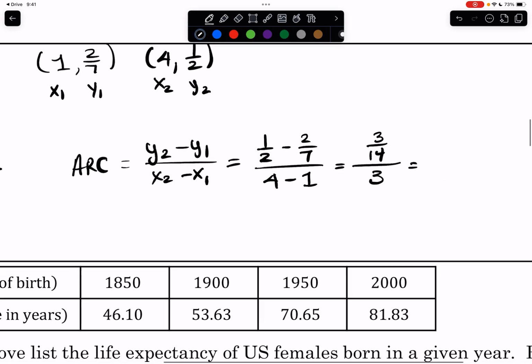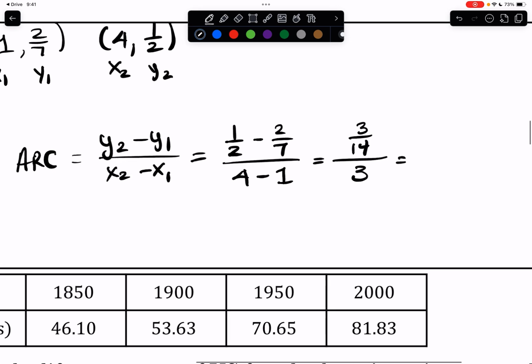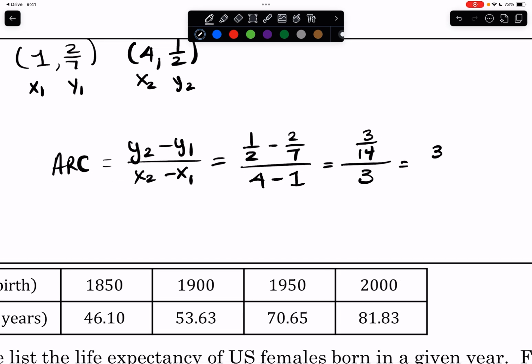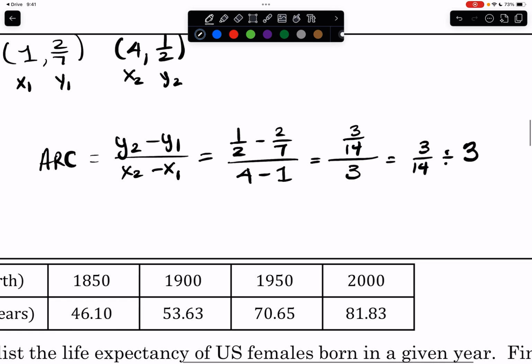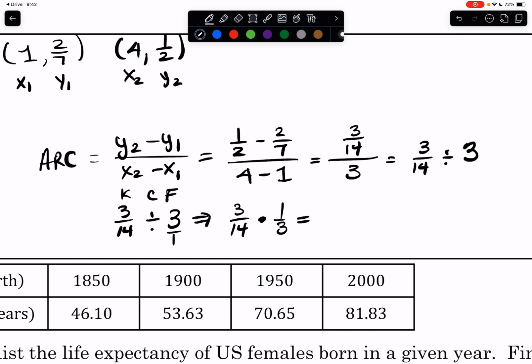Let me actually explain and review how to divide a fraction by a whole number. So what we're doing here is that we have this number 3 over 14, and I want to divide it by the number 3. To do this type of operation without a calculator, remember that dividing is the same thing as multiplying by the reciprocal. So keep, change, flip. So I'm going to keep the 3 over 14 the same. I'm going to change the operation from division to multiplication, and that's going to flip the fraction of 3 over 1 to 1 over 3.